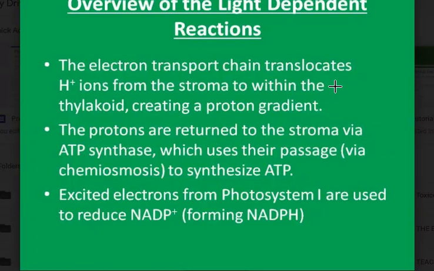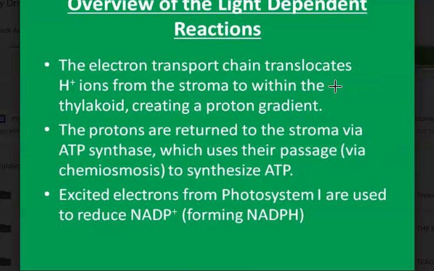Now, the electron transport chain translocates hydrogen ions from the stroma. You know what the stroma is? You just saw that in the diagram of the chloroplast, to within the thylakoid. And this creates a proton gradient, right? So as the hydrogen ions are moved from the stroma to the thylakoid, a proton gradient is created. Now the protons are returned to the stroma via the ATP synthase.